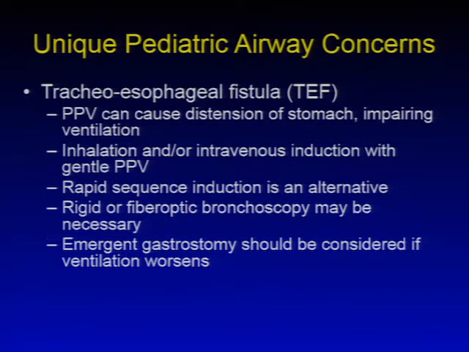During the induction and intubation of these patients, it's often necessary to use a rigid or fiber optic bronchoscope to visualize the fistula itself. The endotracheal tube, at least the tip of it, should be placed beyond the fistula itself so that during positive pressure ventilation, there's no insufflation of the esophagus. If during the surgery, or after the intubation and positive pressure ventilation, ventilation worsens, an emergent gastrostomy should be considered.